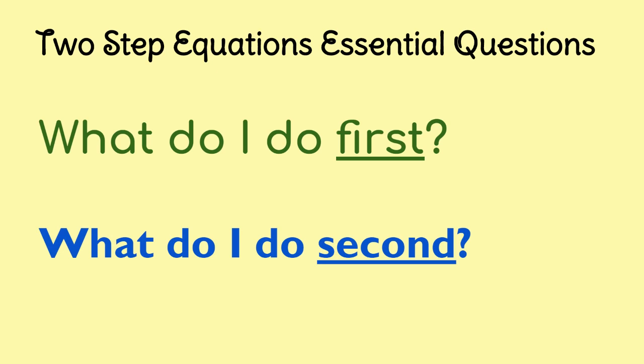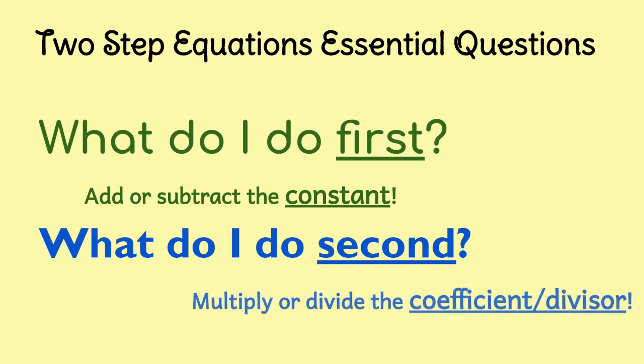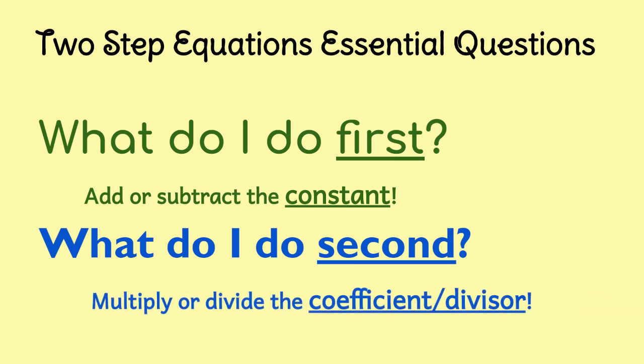Okay, so what do I do first? Well, we're going to add or subtract the constant. What do I do second? I'm going to multiply or divide the coefficient or divisor. 2 steps.